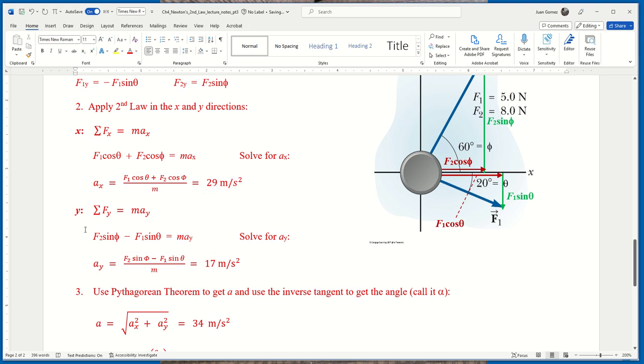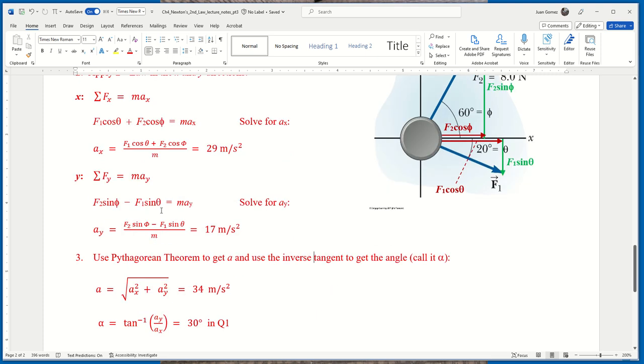So you take this equation, solve for ay. You're just dividing both sides by m, likewise in the previous step. So again, you know f1 and f2, you know phi, you know theta, you know m. So plug in the values, you get 17 meters per second squared. Now notice, ax and ay, the x and y components of the net acceleration vector, are both positive. Then you know the net acceleration is in Q1.